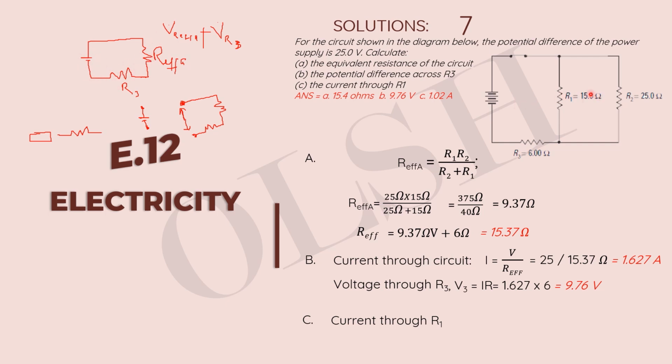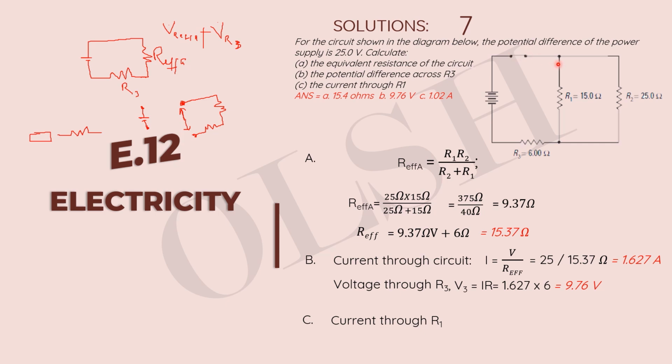So if we are to find the current through R1, since we have this formula here, we can subtract the voltage across R3, which we have found, from the battery voltage. That's what I'm trying to say. If we do that, we automatically get the voltage across this network, that's this place, R effective A.